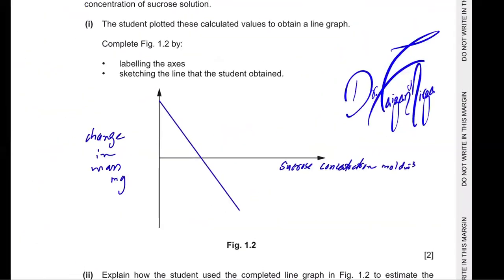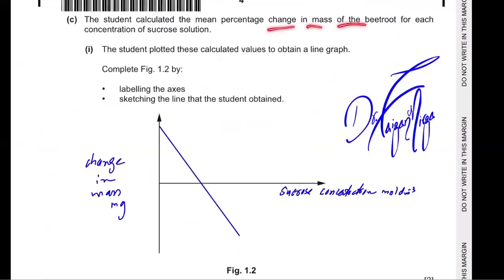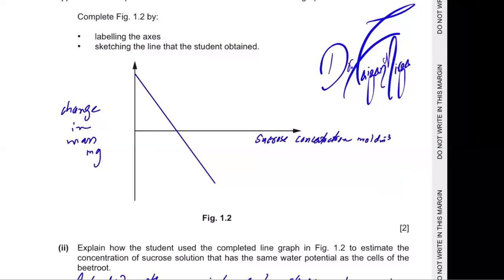Okay, then they are saying how the student calculated the mean percentage change in the mass of the beetroot for each concentration of sucrose solution. The student plotted these calculated values to obtain a line graph. Complete figure 1.2, labeling the axes and sketching the line that the student obtained.